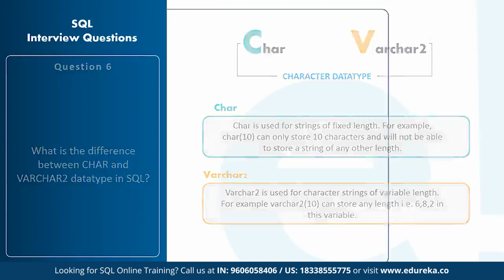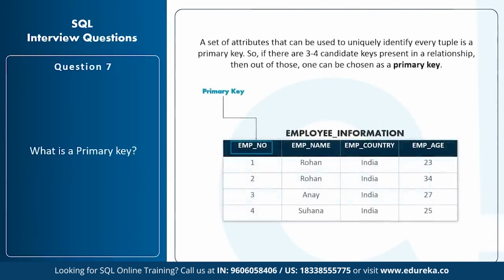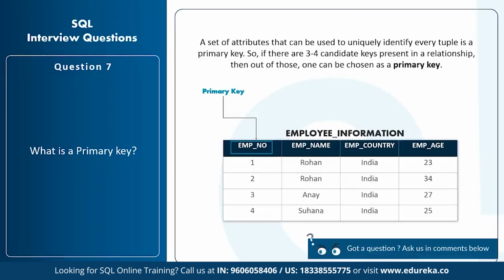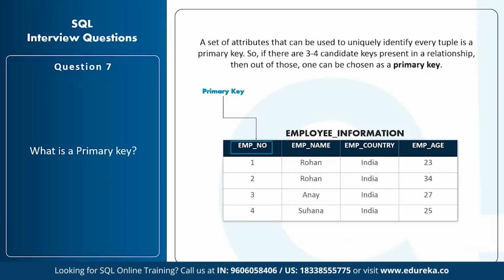Now, moving on to our next question, that is, what is a primary key? When you're working in a database field, obviously a company can have n number of databases having n number of tables inside it. Each and every table in a database has to be connected with the other table, right? For that, we need to uniquely identify a table, or you can say you need to uniquely identify a column. So basically, a primary key is a set of attributes that can be used to uniquely identify every tuple. If there are around 3 to 4 candidate keys present in a relationship, then out of those, one can be chosen as the primary key.